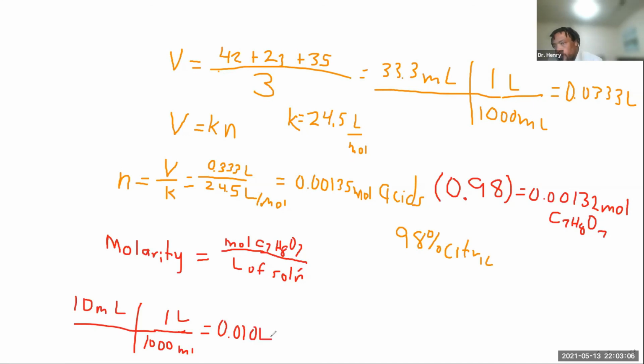Liters. Okay. So then I plug that in here and I have my number of moles right here. So I have 0.00132 divided by 0.010 liters, right? And so this would be my molarity.